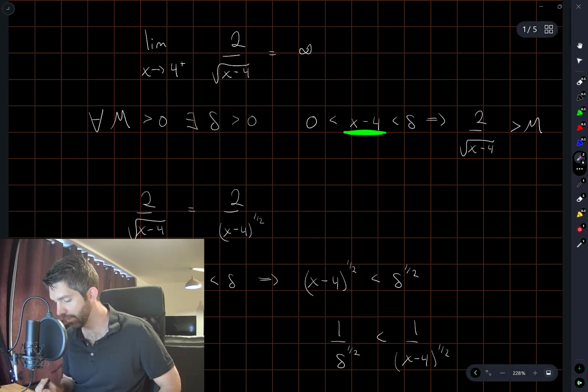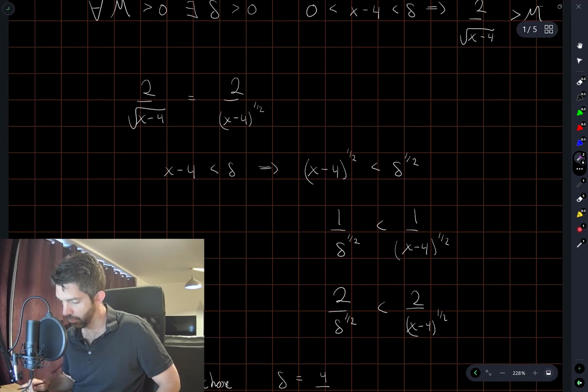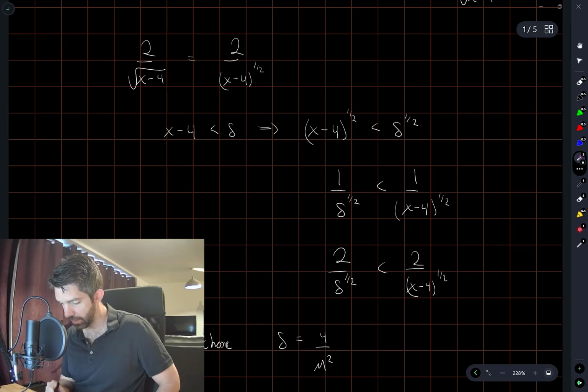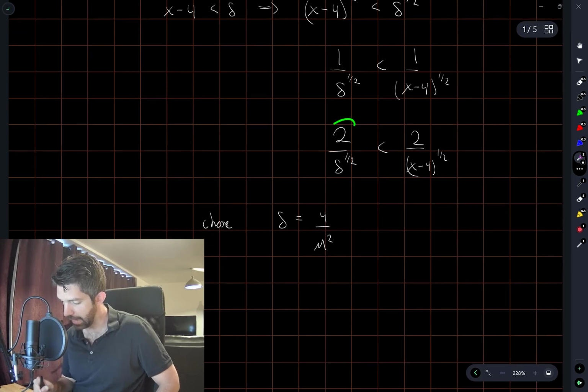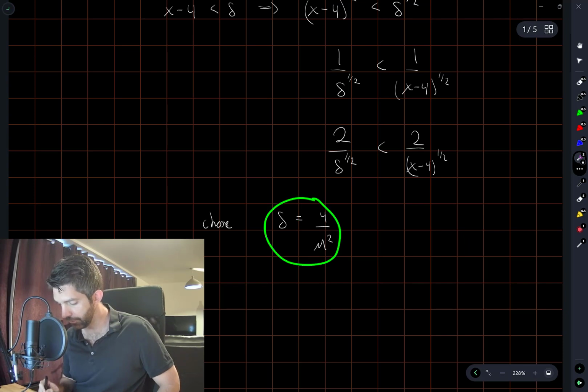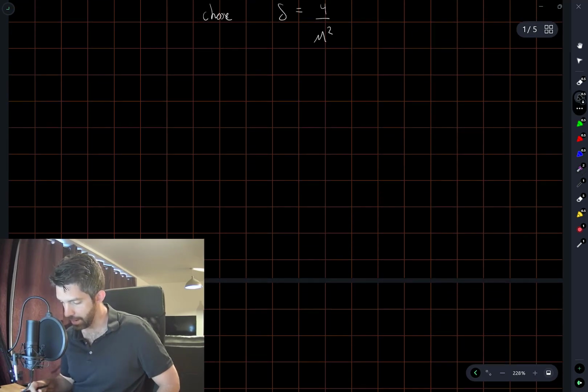Again, this is because the x minus 4 directly appears in the expression we're concerned with, the expression we're trying to make as large as possible. So by starting with x minus 4 less than delta and manipulating this inequality to end up with something just like this, it makes it pretty clear how we should choose delta in terms of m. So if I choose delta like this, then this thing here becomes equal to m. So I'm going to go through the entire process here and put together all the pieces of what we need to get this proof done.